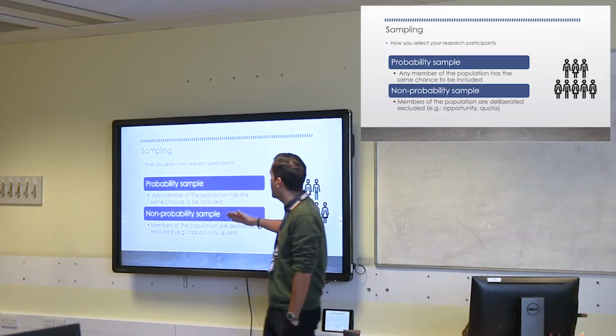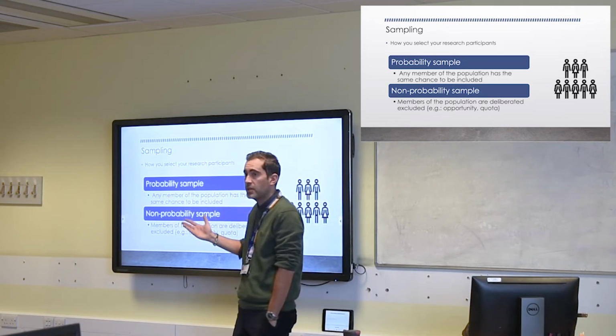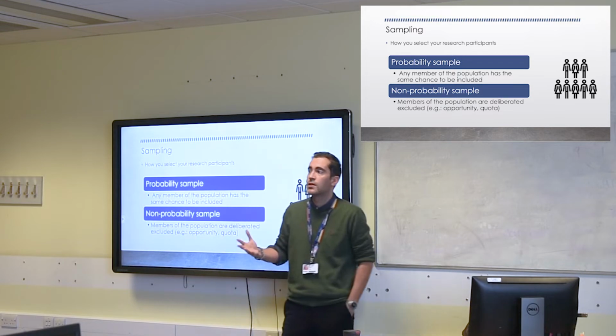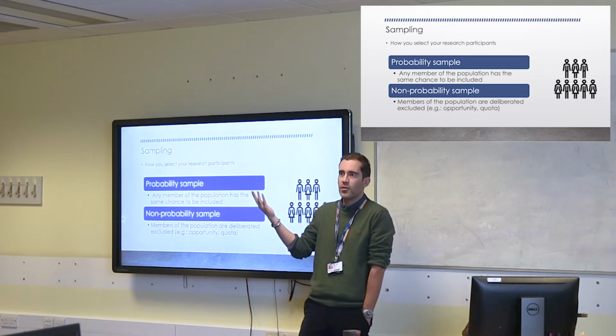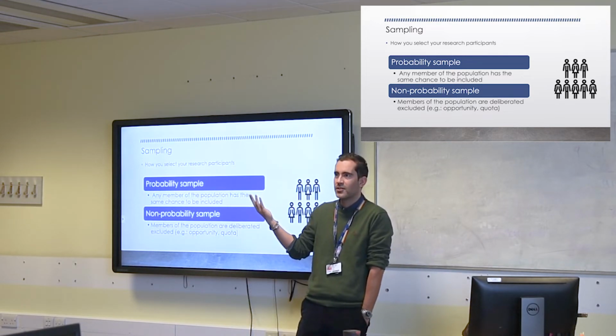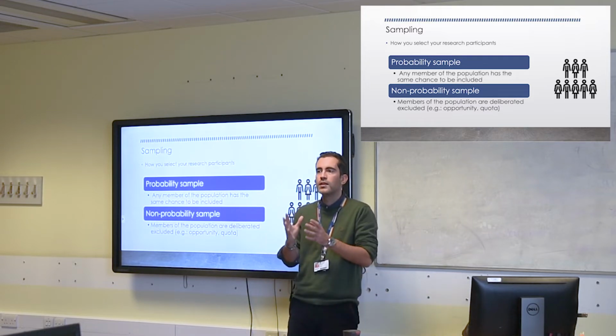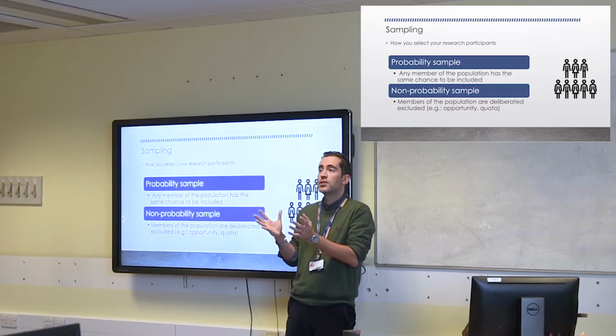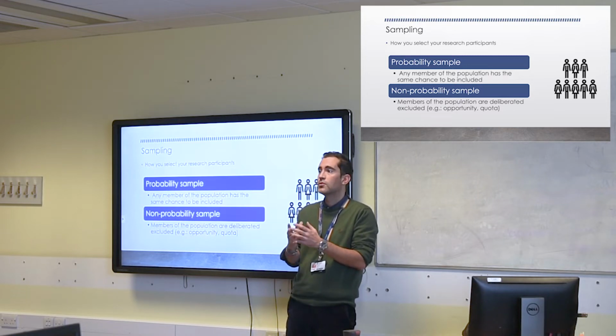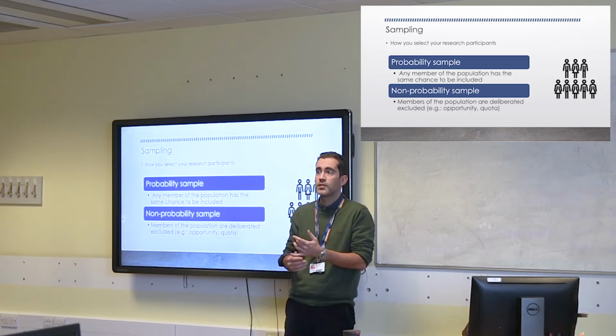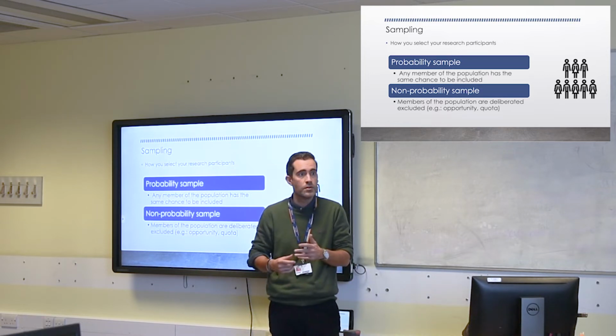Probability sample is when any member of the population has the same chance to be included. This is used, you probably have heard of YouGov polls many times, you know what I'm talking about? A probability sample is when you want to have a really good representation of what a population thinks. So in the YouGov polls, you need to try and have a good representation of what the country thinks, if it's about who they are going to vote for, whatever it is.